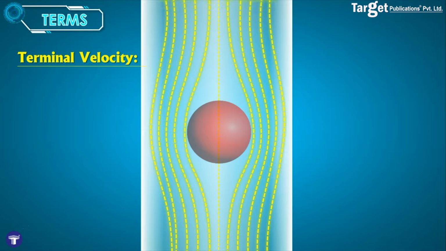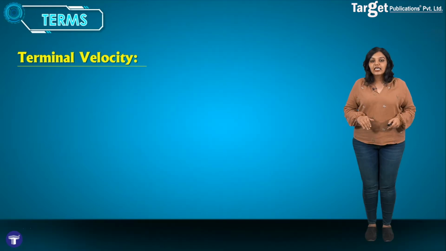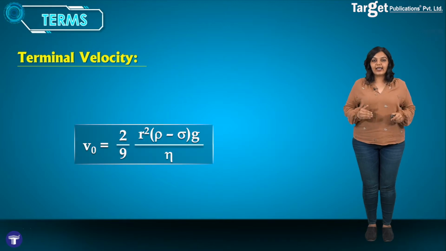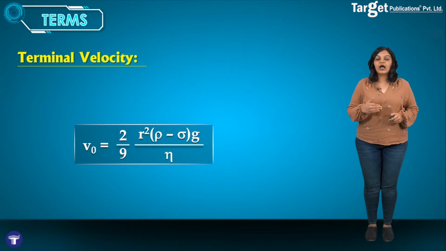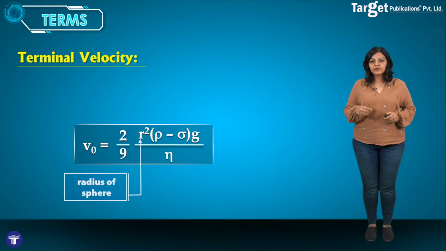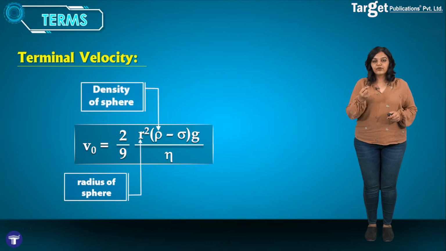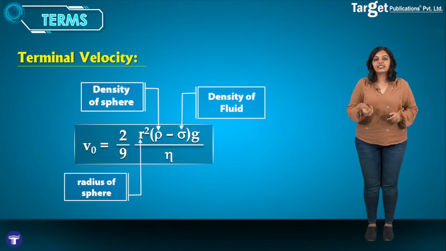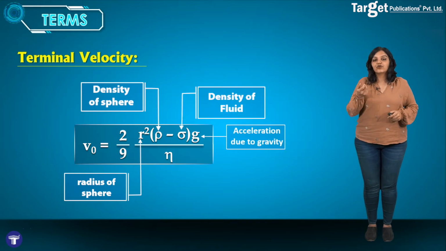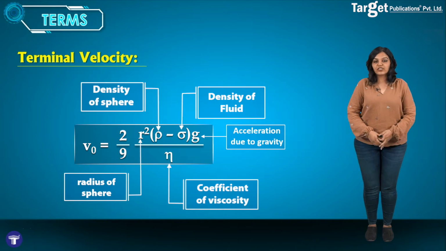And like I said, at one point, the viscous force and the buoyant force end up balancing the weight of the body, and at such a point in the motion of the object through the liquid, the velocity becomes constant, and then the object falls with this constant velocity, and this is known as terminal velocity. It is given by the formula 2/9 r² (ρ − σ) g / η. Here r is the radius of the sphere, ρ is the density of the sphere, σ is the density of the fluid, g is the acceleration due to gravity, and η is the coefficient of viscosity.